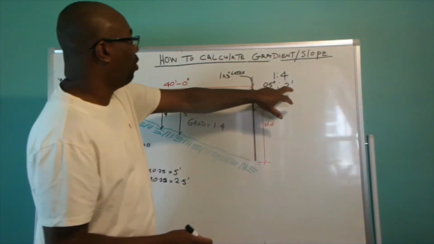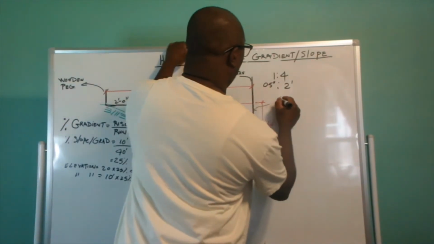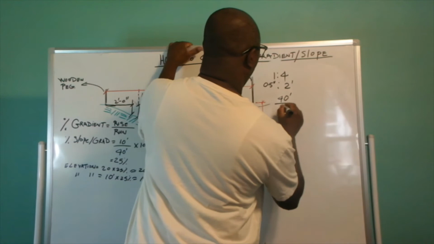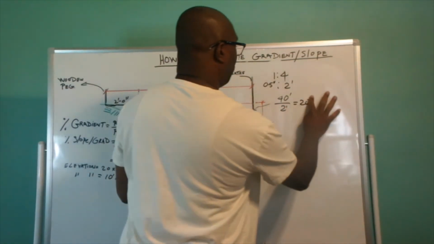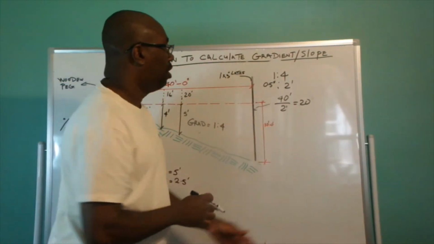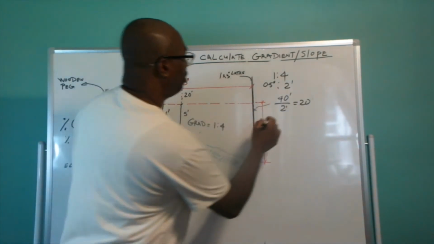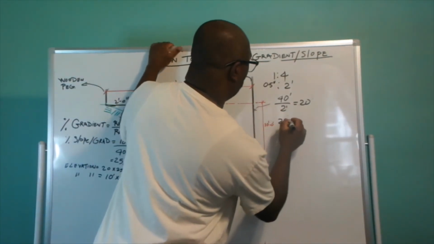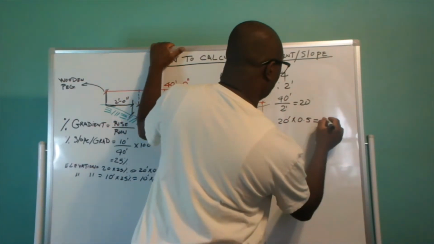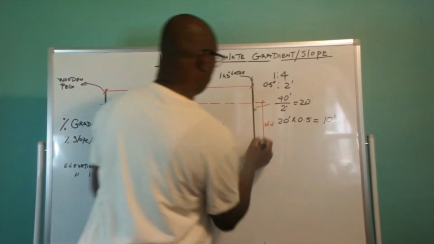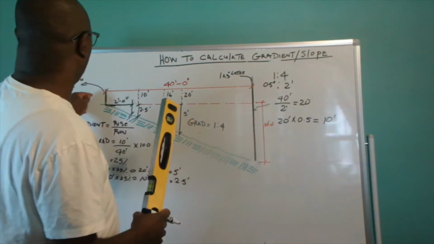right? So we have to find out how much 2 feet is in 40 feet. So we have 40 feet divided by 2 feet, and that is 20, right? So every 20 feet we have a ½ inch, right? So it's going to be 20 feet times 0.5, and that is going to equal 10 feet. So we get back our 10 feet. So as I was saying to you before, you do not have to measure the entire length here.